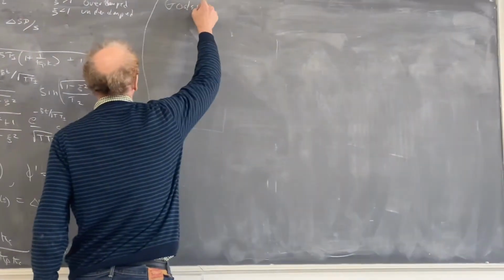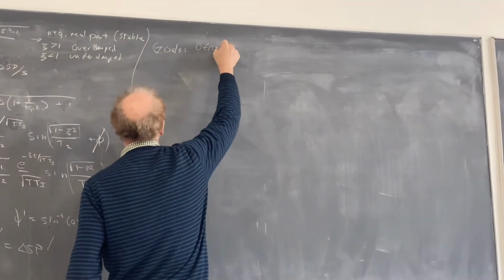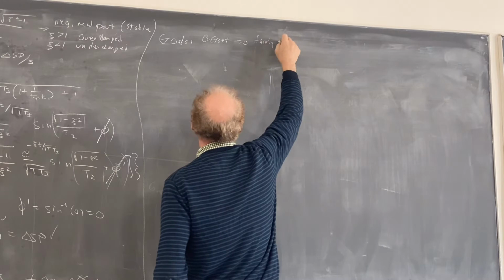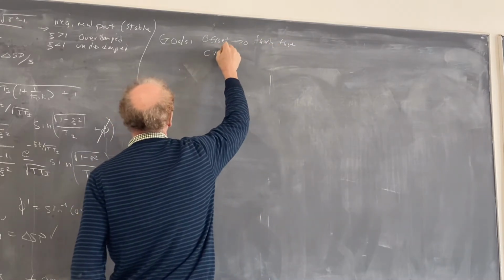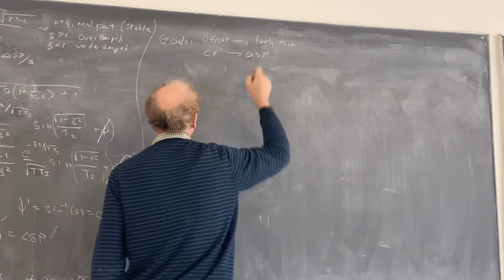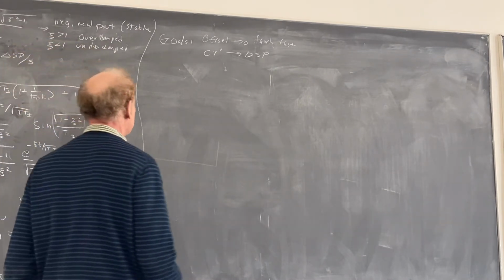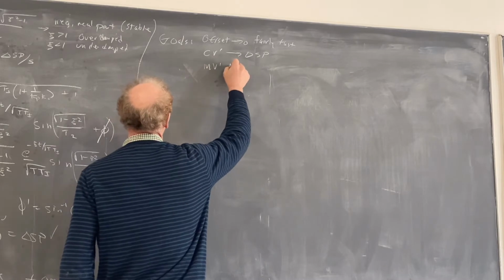goals. We want the offset to go to 0 fairly fast. We want CV prime to go to delta SP. We want it to go to the new set point. And we want MV prime to not oscillate too much.